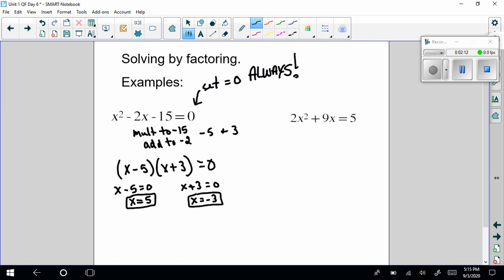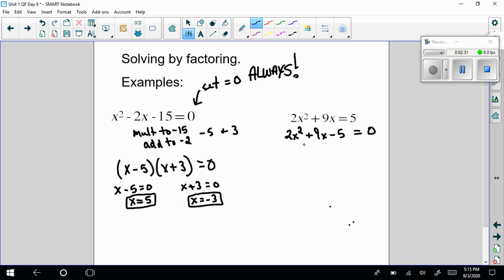Typically, when you're solving a quadratic, you should get two solutions. Okay, so this one is set up not equal to 0, so we need to move that 5 over to the left-hand side. So we have 2x squared plus 9x minus 5 equals 0. Okay, so there's no greatest common factor. Always look for that first.